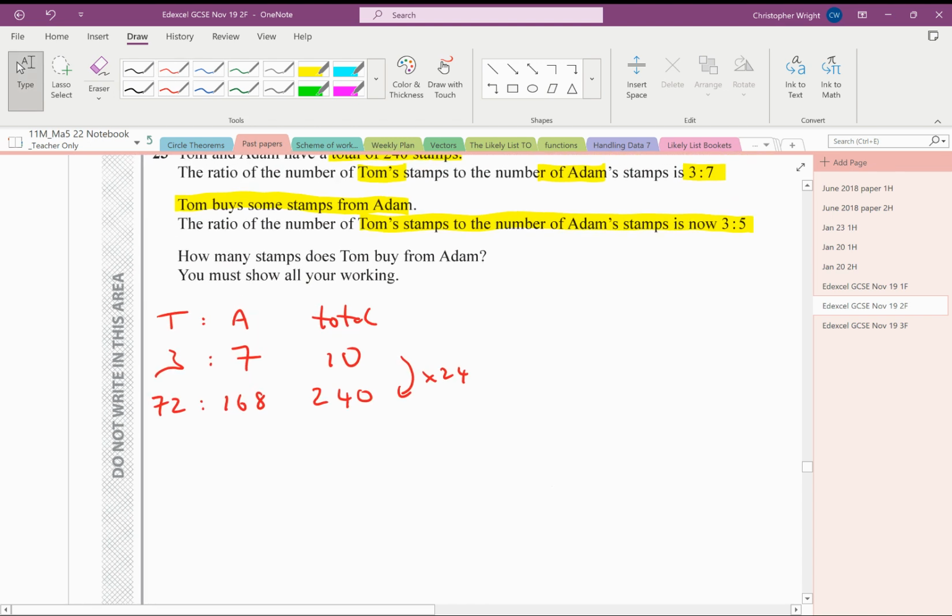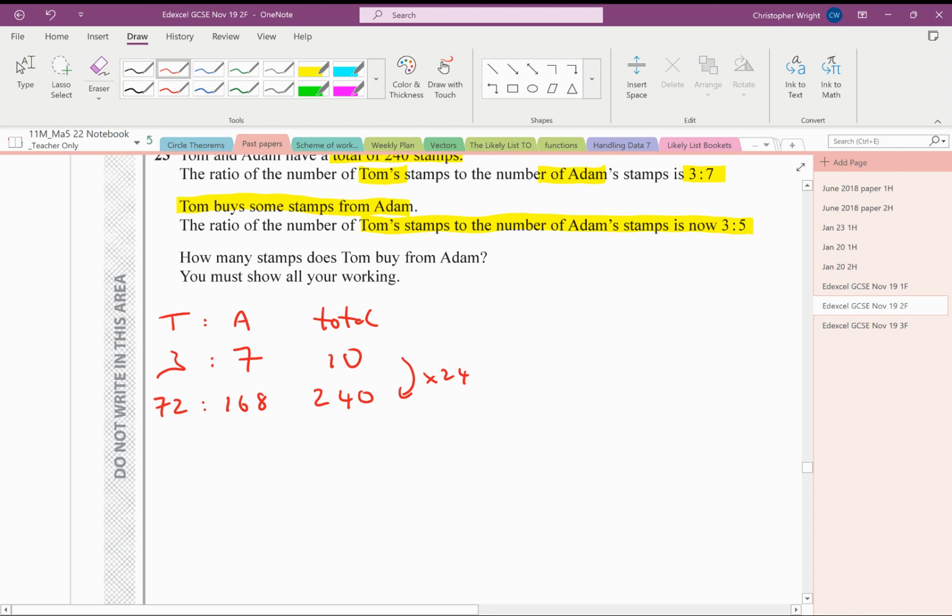Now Tom buys some stamps from Adam, and then the ratio changes. After buying the stamps, the ratio is now 3 to 5, which has a total of 8. How am I going to work out how many they have each now? Well, it's still 240 in total. So the 8 has been multiplied by 30. That means Tom is going to have 90 stamps, and Adam is going to have 150.